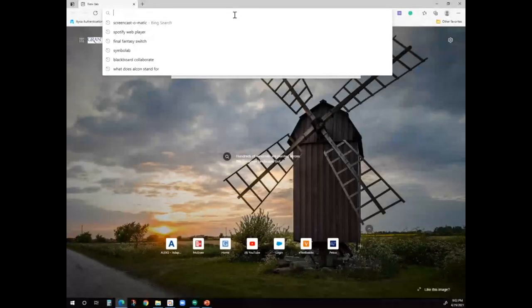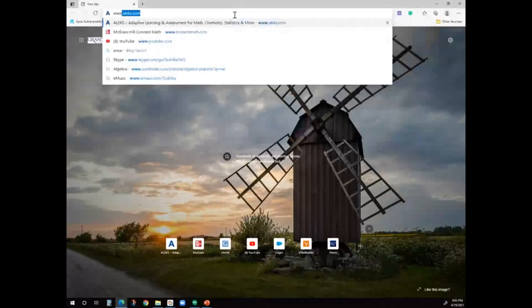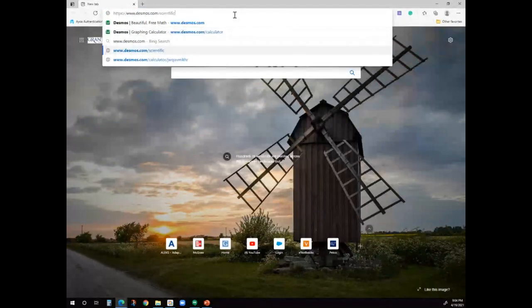But in the PowerPoint that I am going to share out tomorrow, and actually let me open up a browser and then I'll share this with you guys. Let me share my browser again. In the PowerPoint that I'm going to email out, with the scientific calculator and everything like that, there is the link to the scientific calculator in the browser. It's desmos.com/scientific.